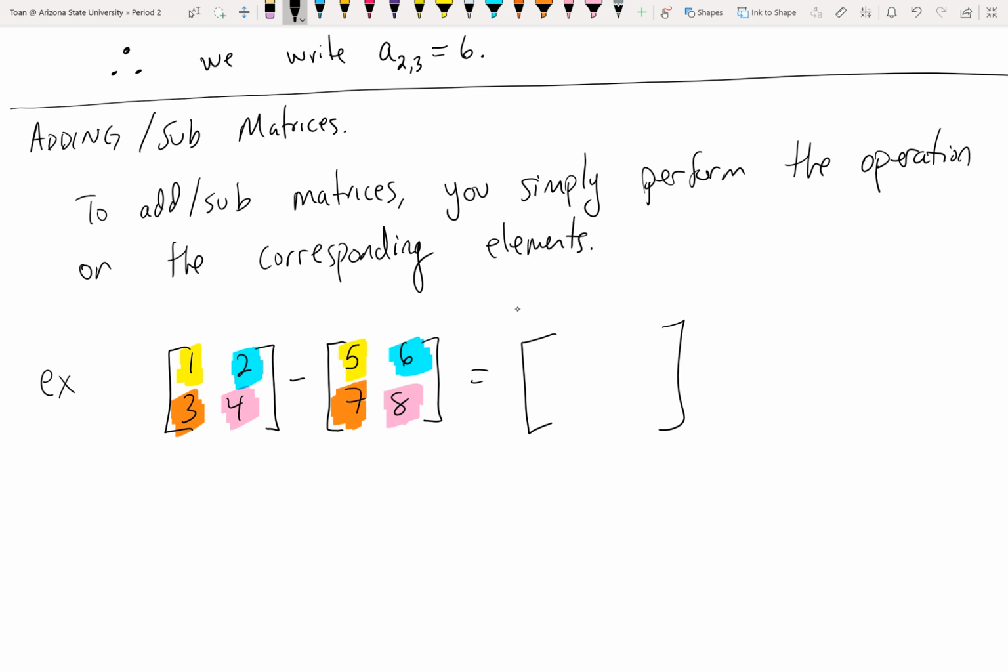Yellow minus yellow is -4. Blue minus blue is -4. Orange minus orange is -4. Pink minus pink is -4. That would be the answer to that question.